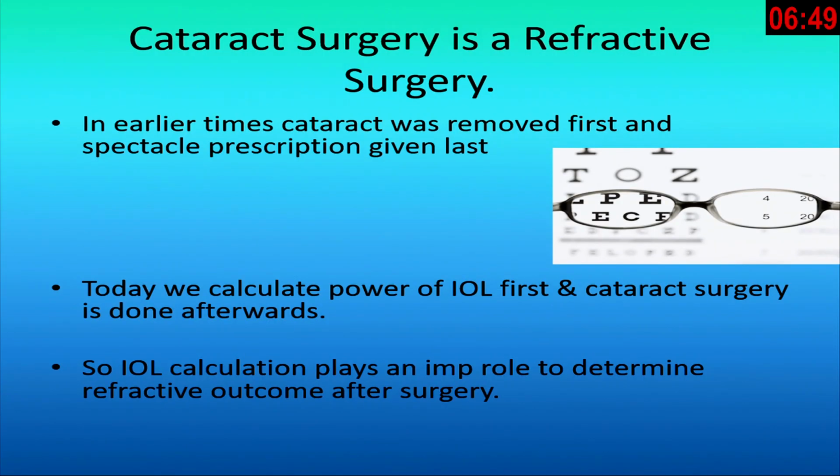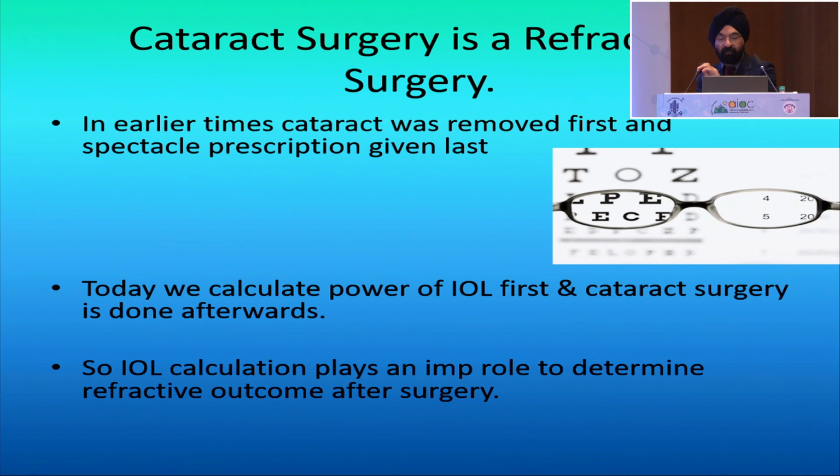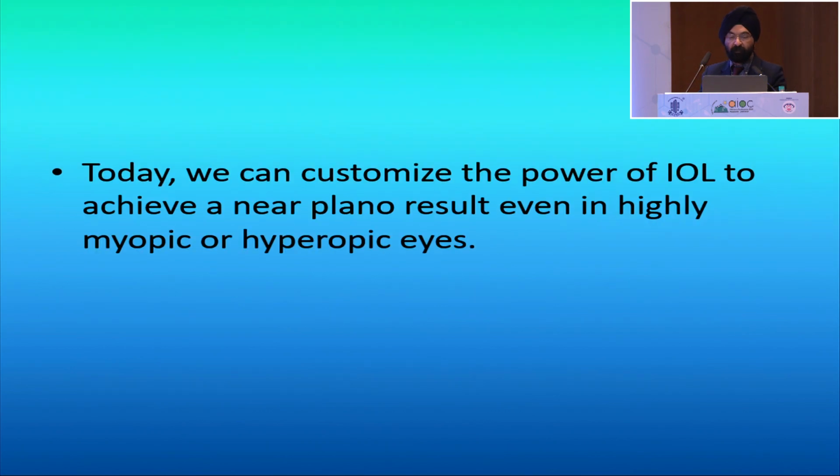Thank you, everyone. The topic I'm going to cover is effective lens position, the concept and the practical application of this concept. In earlier times, cataract was removed first and spectacle prescription given last. Today, we calculate the power of IOL first and cataract surgery is done afterwards. So IOL calculation plays a very important role to determine the refractive outcomes after the surgery. Today, we can customize the power of IOL to achieve near plano results even in highly myopic or hyperopic eyes.